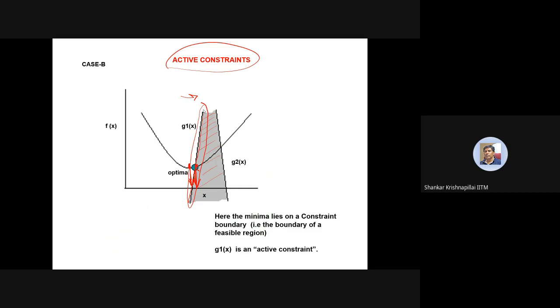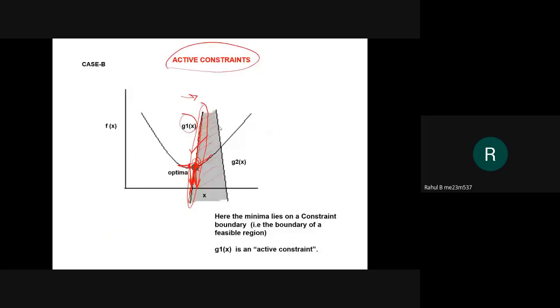One important thing is that if you know that G1x is an active constraint and the solution occurs on the boundary of G1x, you just need to solve the equations for the intersection of G1x and the objective function. So if we know a constraint is active, you just solve for the intersection of that active constraint equation and the objective function equation, and you will get the solution.